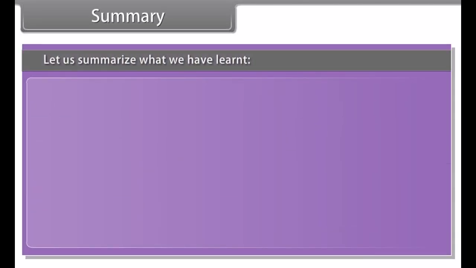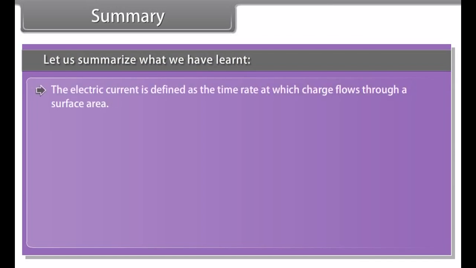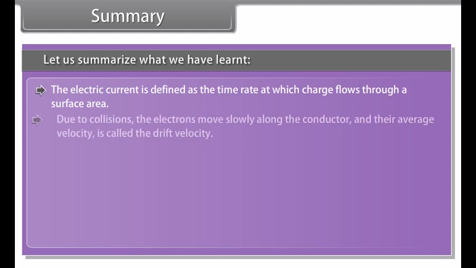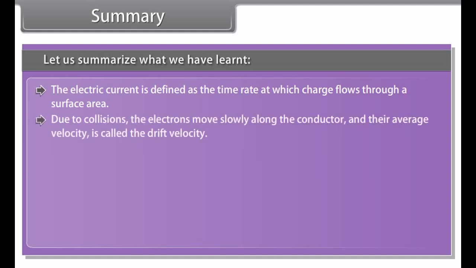Summary. Let us summarize what we have learnt. The electric current is defined as the time rate at which charge flows through a surface area. Due to collisions, the electrons move slowly along the conductor and their average velocity is called the drift velocity.